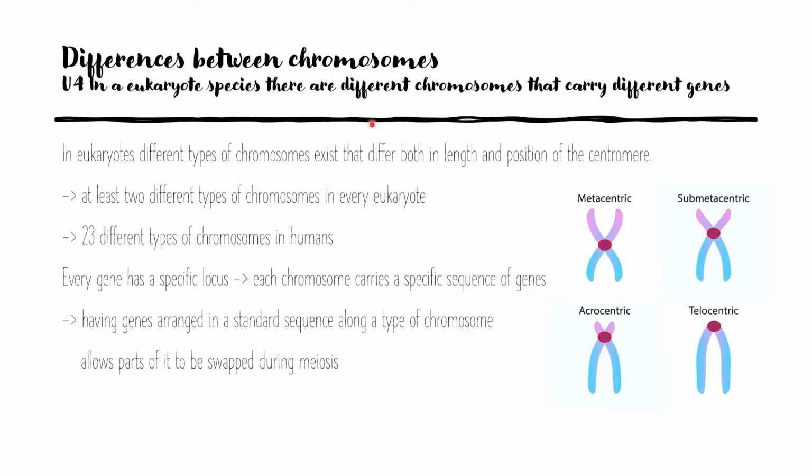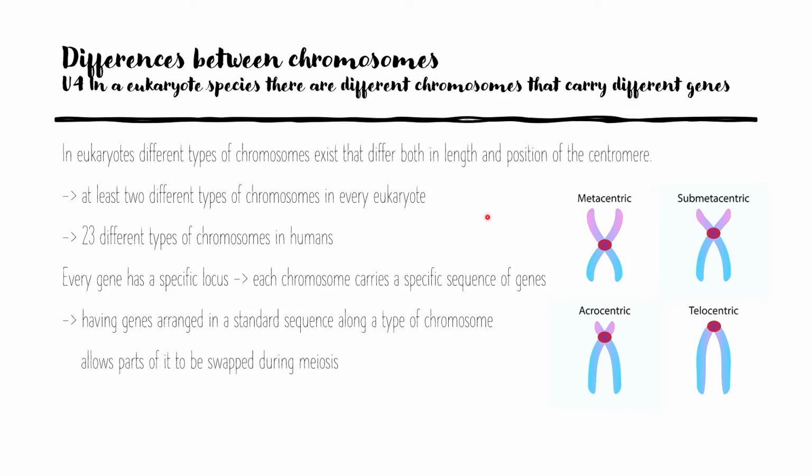Differences between chromosomes, understanding 4. In eukaryotes, there are different types of chromosomes which exist that differ both in length and position of the centromere. Let's say that the length of some different types of chromosomes are relatively the same. How are we going to differentiate them?